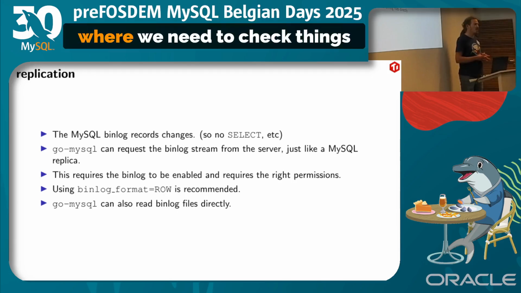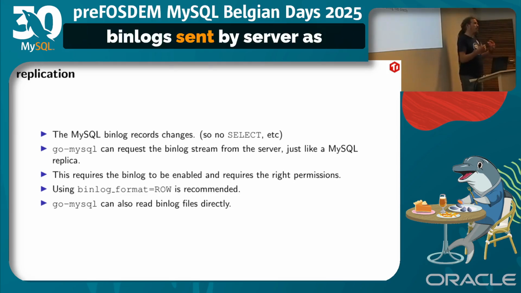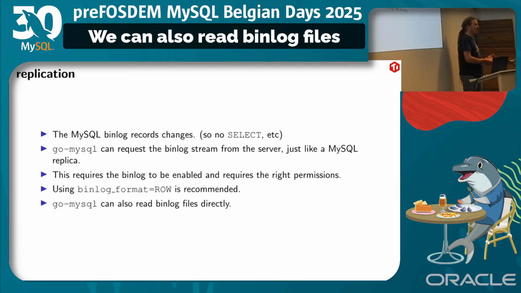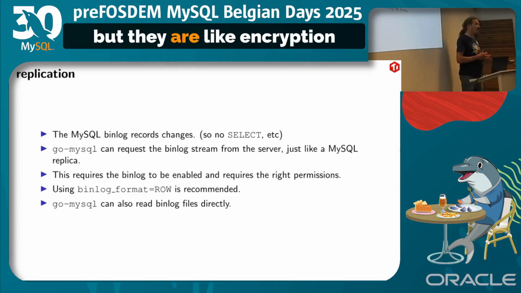There are a few other cases where we need to check things. Besides actually using the binlogs sent by the server as a replication client, we can also read binlog files directly. But encryption, etc., might not be supported.